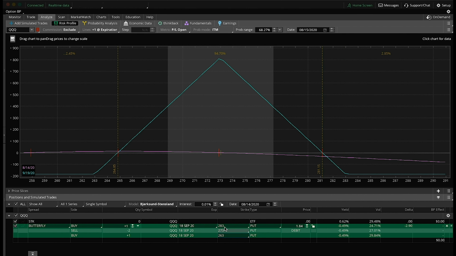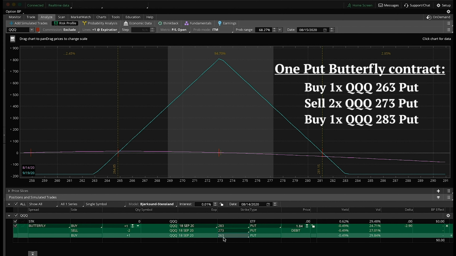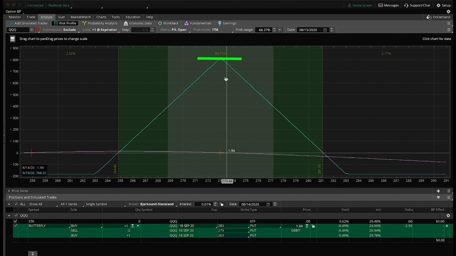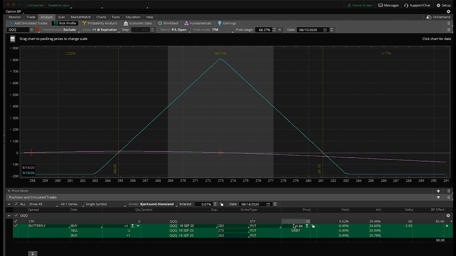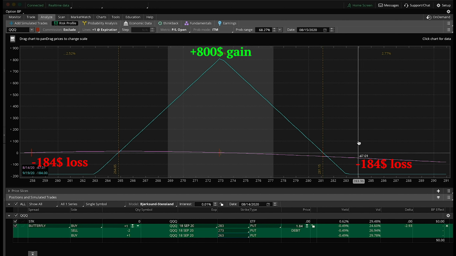Now you can see down here how this is constructed. We are selling two of these strikes in the middle, that's that 273 strike, and then we are buying one contract each on the outside, the 263 and the 283. This means that our max profit is right here in the middle, and then because we're buying the outer wings, we have capped maximum losses on both sides of this trade. And that's easy to calculate, it's just the premium that you pay times the option factor of 100. So on either side, this trade can lose $184 per one contract.